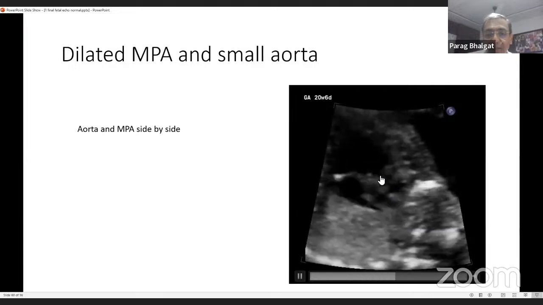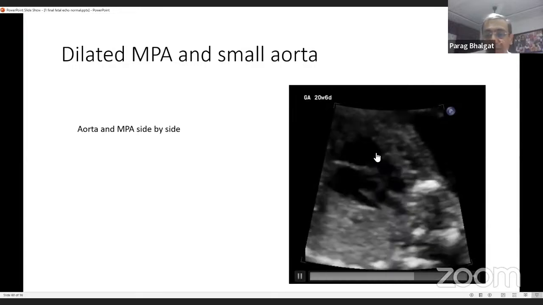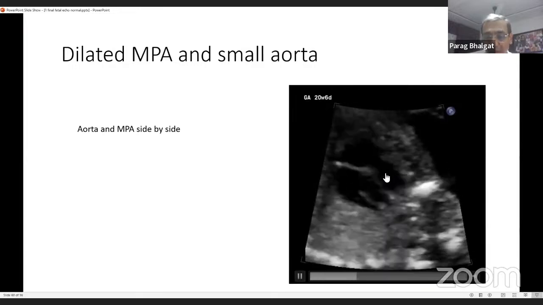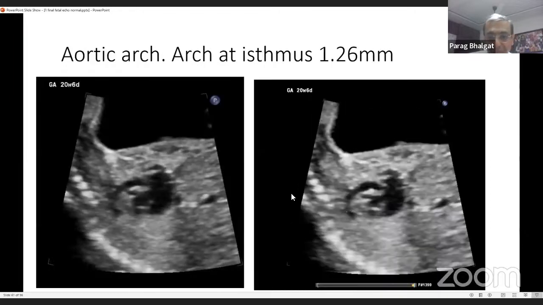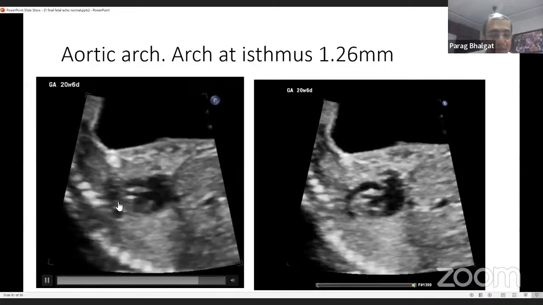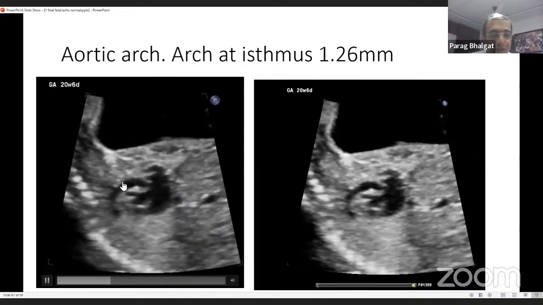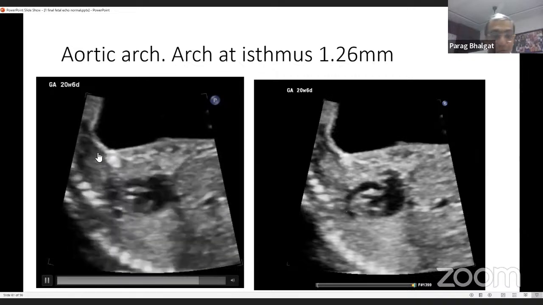This is again a modified three vessel view. This is the MPA and this is the aorta. This is the aortic arch. Isthmus is just 1.26. This is a very small aortic arch, same patient we are talking about. Distally tapering.